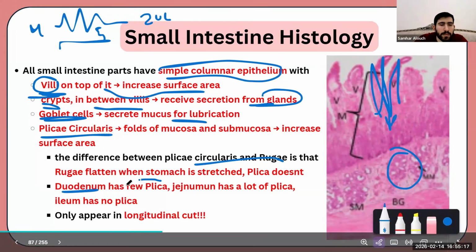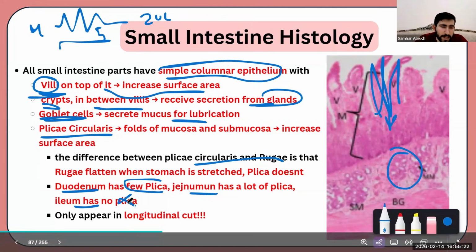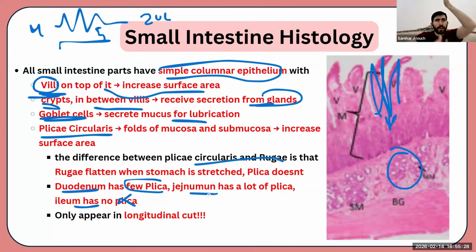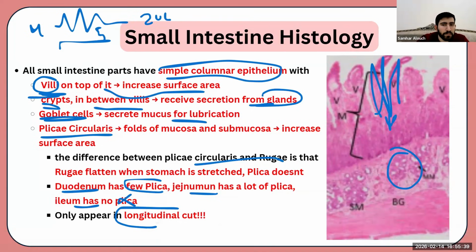Duodenum has some plica circularis, jejunum has a lot, and ileum has no plica circularis. And plica circularis are like longitudinal projections, so they only appear if you cut it longitudinally. If you cut it in a cross section, you can't identify it. Please memorize this info because they will ask you, what's this? You will say plica circularis. They will ask you, how did you know? Or what's the cut? You will say longitudinal cut.